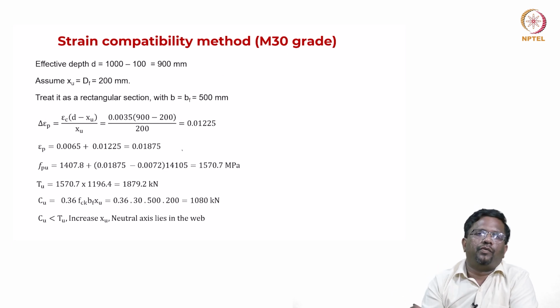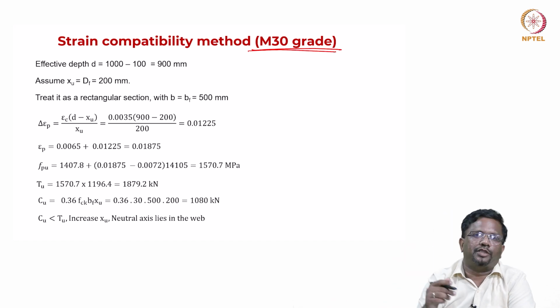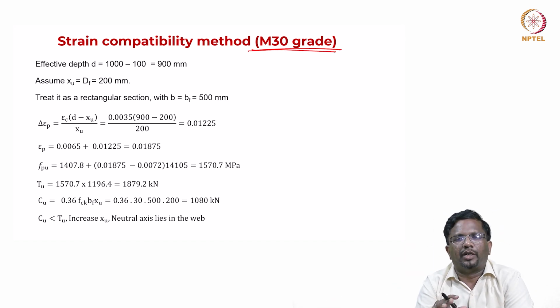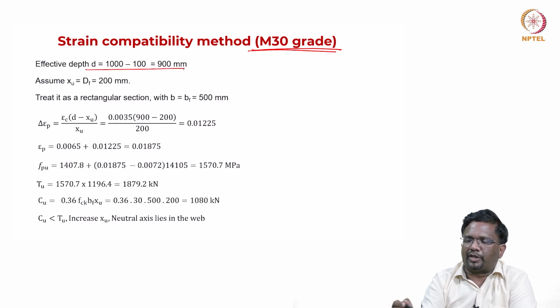Now, we are going to repeat the same exercise for M30 grade. Okay, we initially took M60 grade. Now, if I change the concrete grade, let us see what happens. So, we repeat the same exercise. The effective depth is again 900 millimeter.